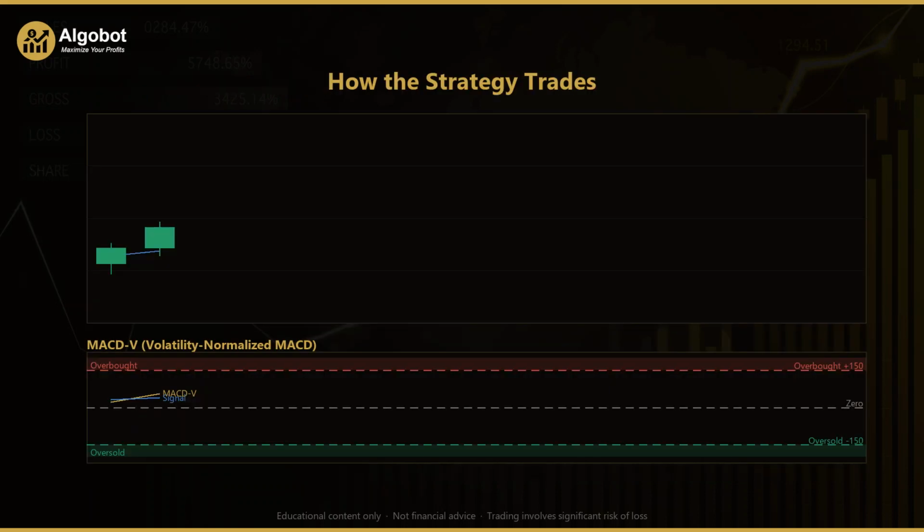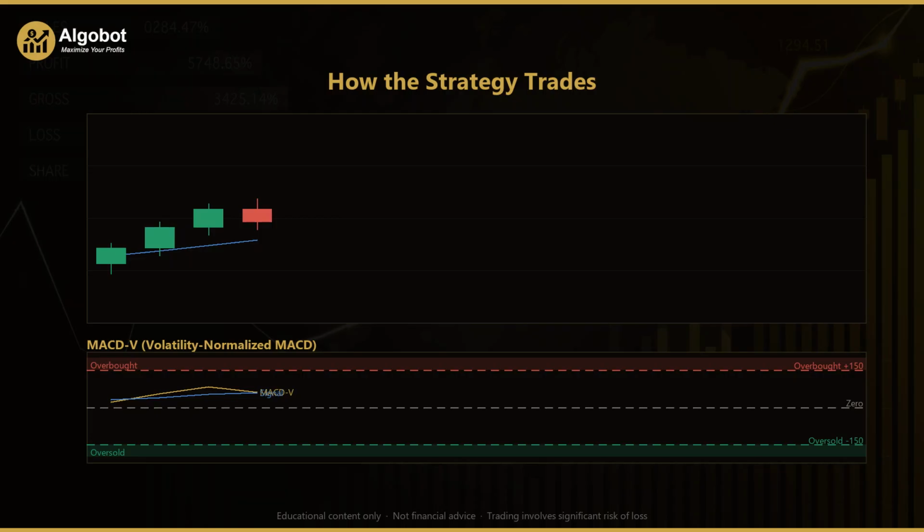Let's bring this to life on the chart. On top, you can see the price candles with the blue trend average running through them. And in the panel below is our Macd oscillator in gold, along with its signal line in blue. Watch the zero line in the middle and the overbought and oversold bands near plus and minus 150. Look at the first few candles.